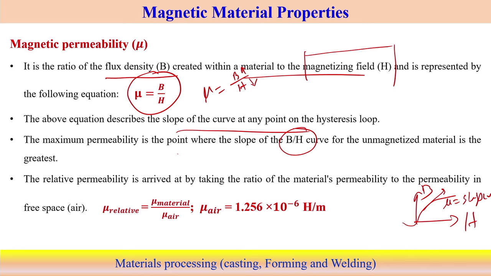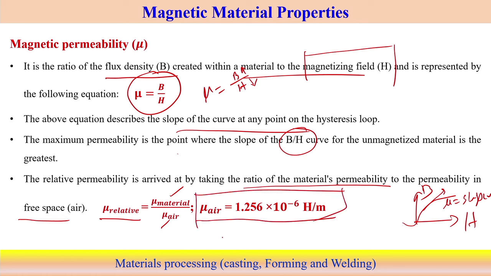But there is another measure called the relative permeability. Relative permeability can be measured by taking some reference value. It is the ratio of the material's permeability to the permeability of free space, for example air. So basically relative permeability is the permeability of the material divided by the permeability of the air. That ratio indicates the relative permeability of this particular material. We know the permeability of the air is basically 1.256 times 10 to the minus 6 Henry per meter. So we can compare with respect to air and find the relative permeability of any material. This is one of the major properties of magnetic materials.